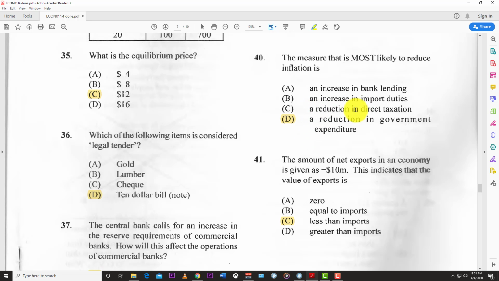And then you have a reduction in direct taxation. Once you reduce tax, then you have more money to spend, so there's more inflation. But if government reduces its expenditure, meaning they don't really invest in certain projects, then not many jobs would be there, and so not many people would have money.